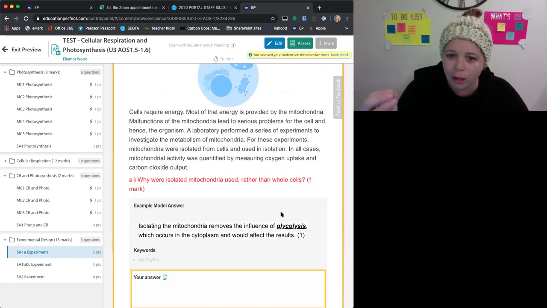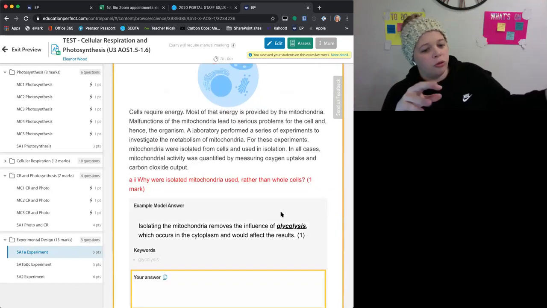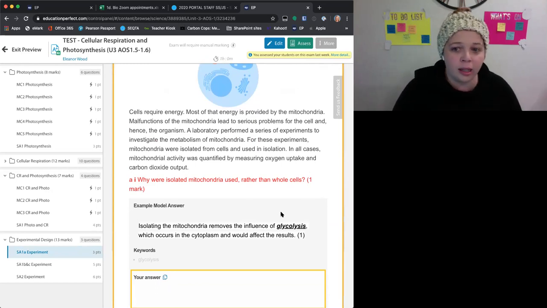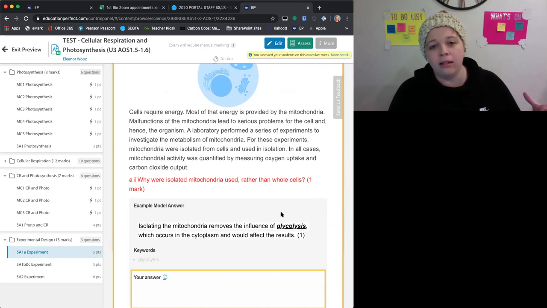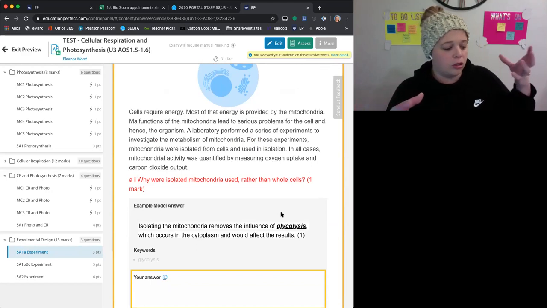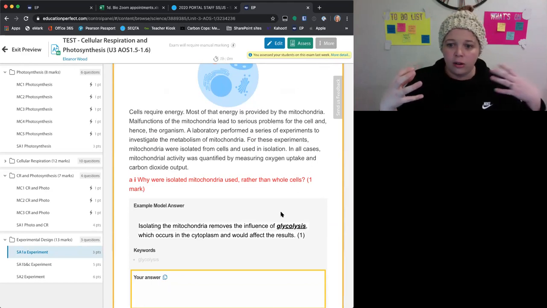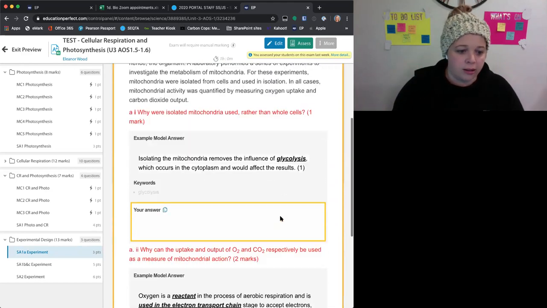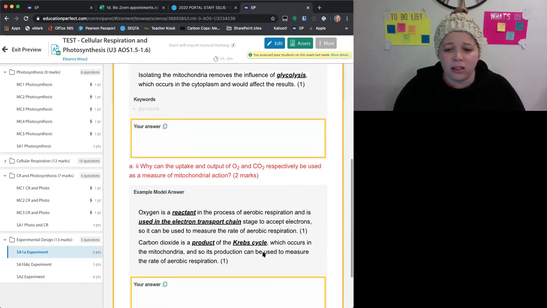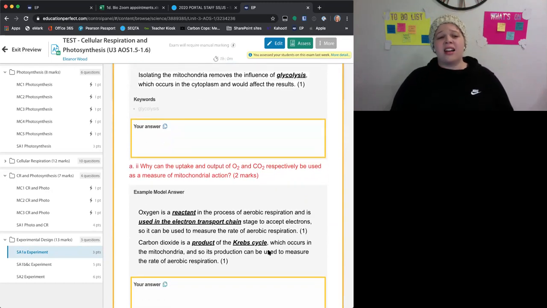If you isolate the mitochondria, you remove the influence of glycolysis. Glycolysis produces ATP, and so therefore you can't tell, if you leave the cytosol in, whether the result is due to mitochondria or it's due to glycolysis. Now, the next one down here, again, lots of people gave me really generalized answers.